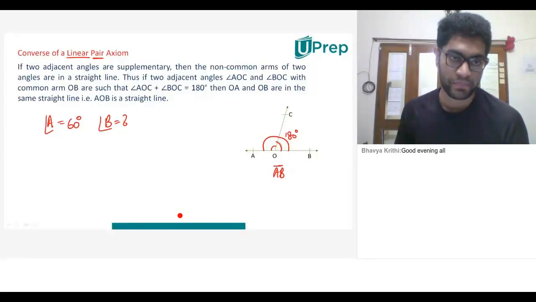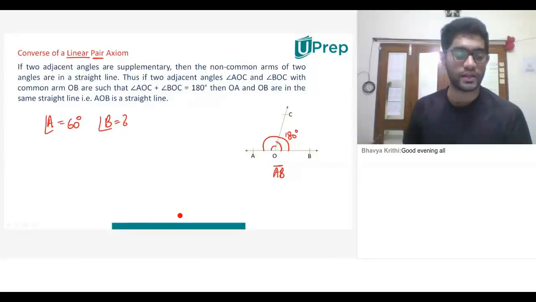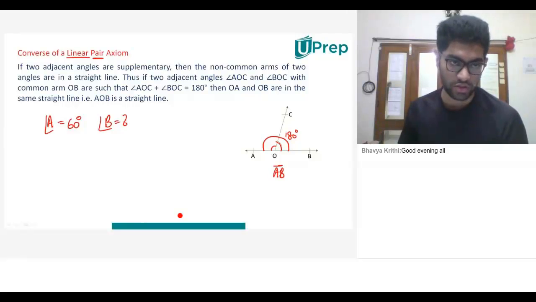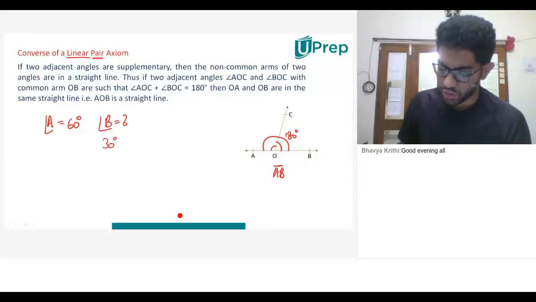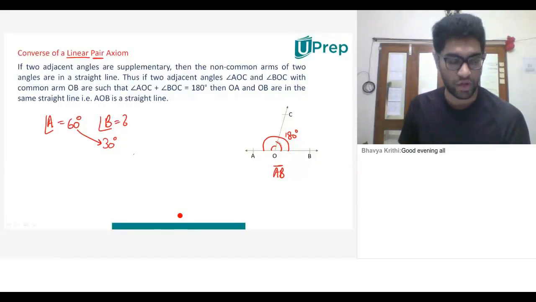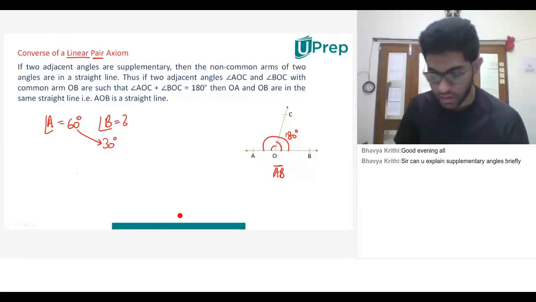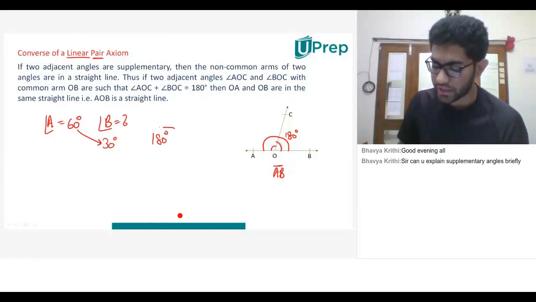If I say angle A and angle B are complementary to each other, and angle A is given as 60 degrees, what is angle B? 90 minus 60 is equal to 30. Perfect. And do 60 plus 30 form a straight line? No. Exactly. So another important condition is the 180 degree concept.